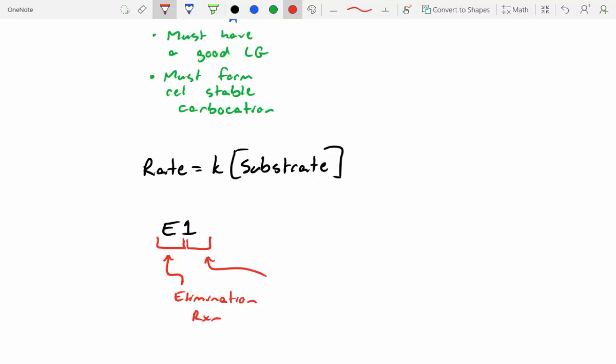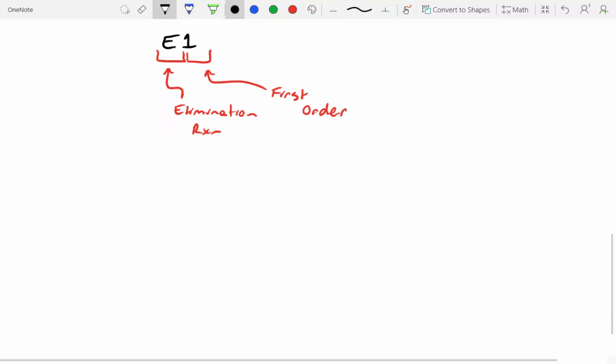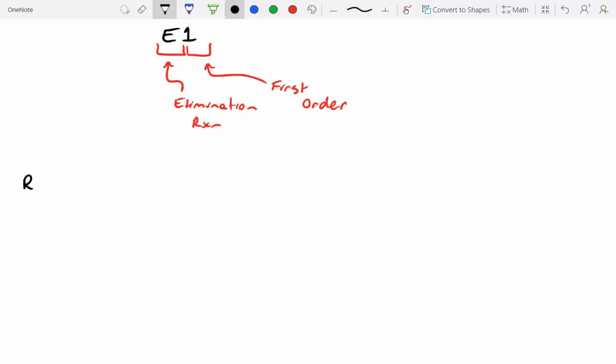And this will be first order. If we think about the reaction that we did in lab, was that an E1 or an E2 reaction? Let's go back and look at what we did in lab. So, review from lab.